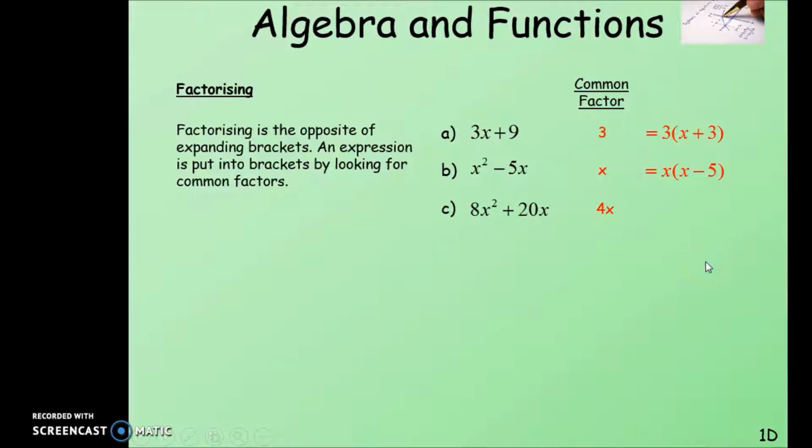So then we've got 4x, that goes outside, so divide each term by 4x and you'll end up with, well, 8 divided by 4 is 2, and x squared divided by x is x, so we'll end up with the 2x in the front of the bracket, and 20 divided by 4 is 5, and x divided by x is 1, so it'll just be 5 on its own.